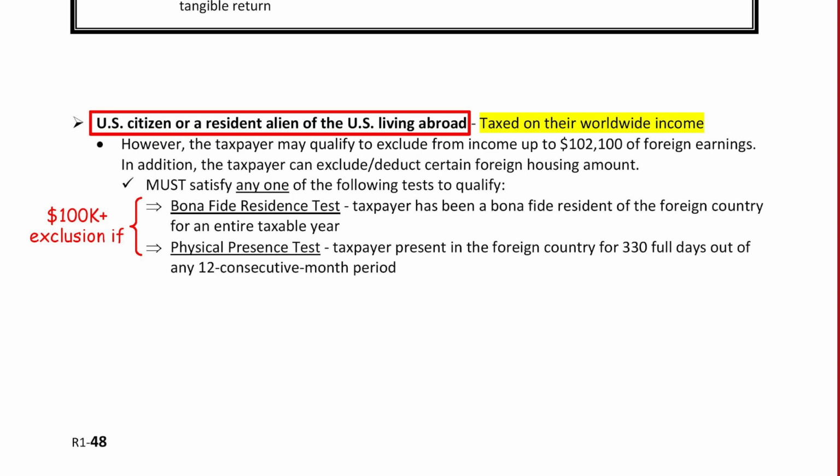The first one, highlight bona fide residence test, where the taxpayer has been a bona fide resident of the foreign country for an entire taxable year, or highlight physical presence test, where the taxpayer is present in the foreign country for 330 full days out of any 12 consecutive month period.